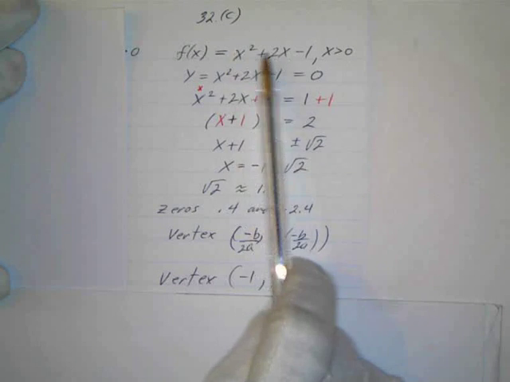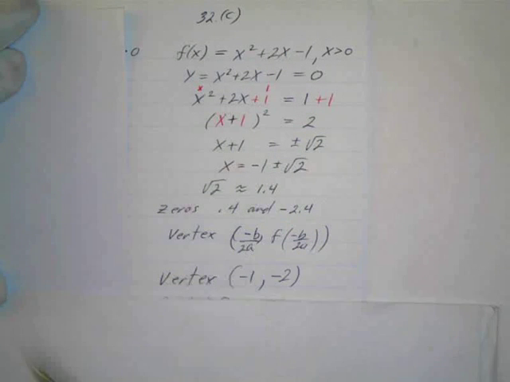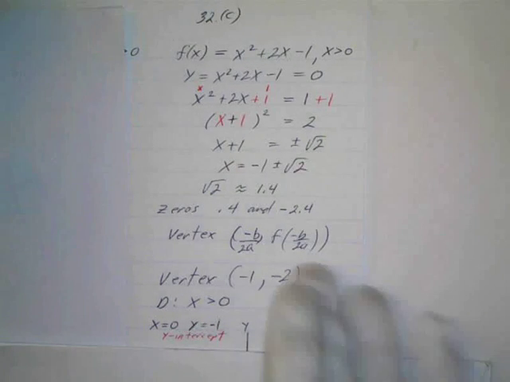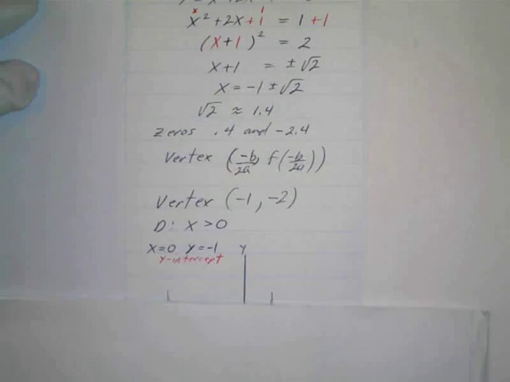And then when x is 0, I can find the y-intercept. When x is 0, y is -1. And remember our domain, remember we were given a restricted domain, x is greater than 0. So let's kind of sketch this out and see what it looks like.